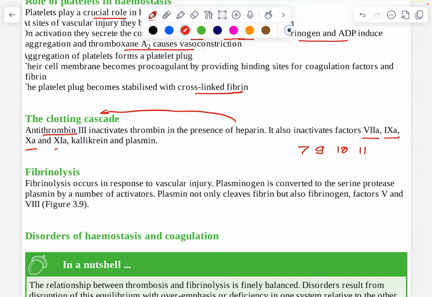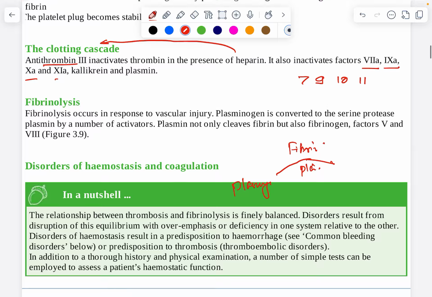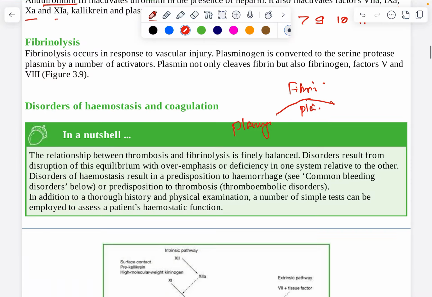Fibrinolysis occurs in response to vascular injury. Plasminogen is converted to plasmin, and plasmin not only cleaves fibrin. So fibrin is formed as the final product, which is the clot. Plasmin acts on fibrin to break it down.